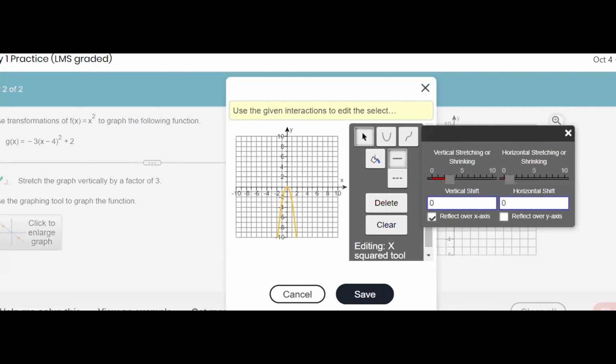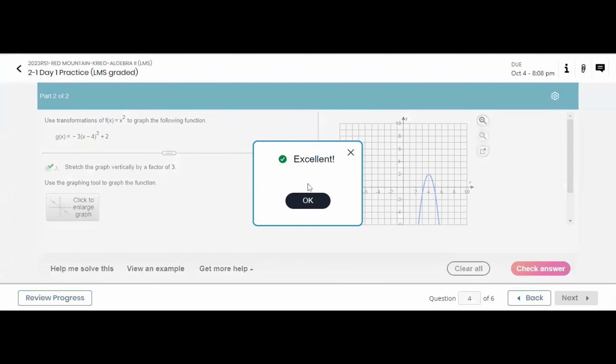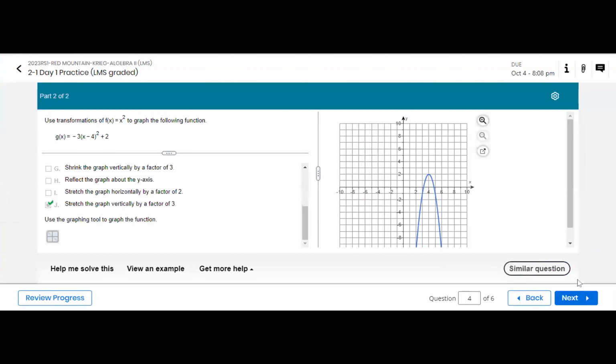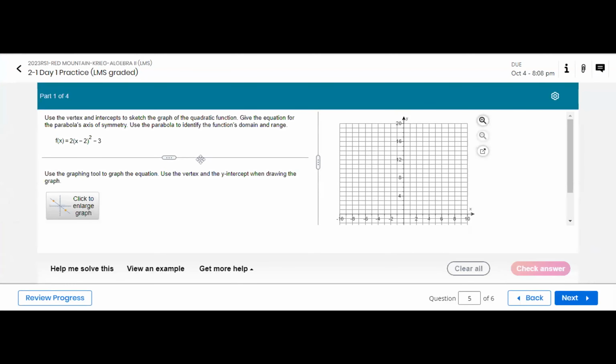Okay, so you've got to change the vertical and the horizontal shift in your box there. The horizontal shift is right 4, and the vertical shift is up 2, so +2. There you go. Now it looks right. Okay.